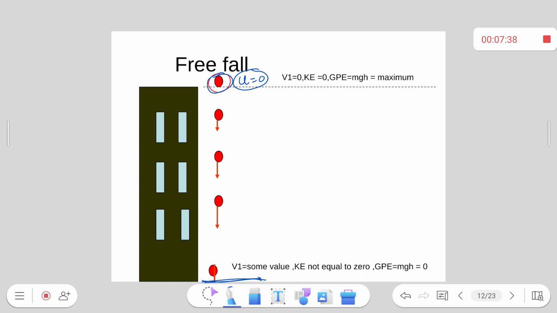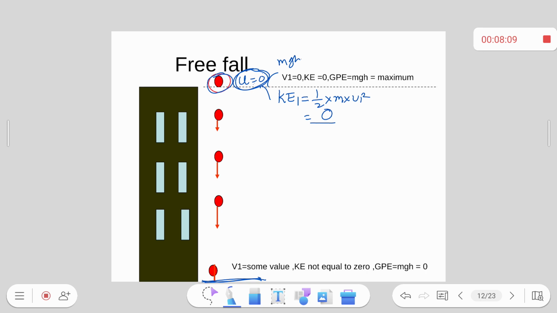As I know, the kinetic energy KE1 is half m v1 square, where v1 means the initial velocity. If u is 0, the kinetic energy at the top point where I am going to drop the ball, that is the object, is 0. Here again some of the students get confused. We are going to study the law of conservation of energy also, and in that the students get confused.